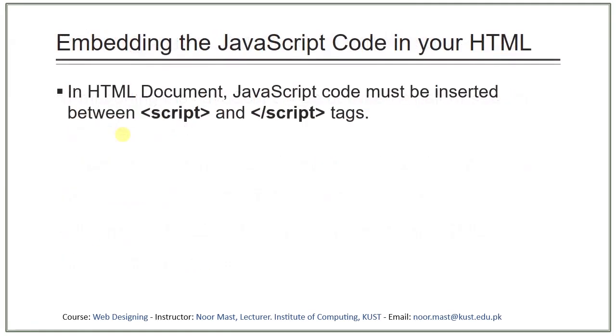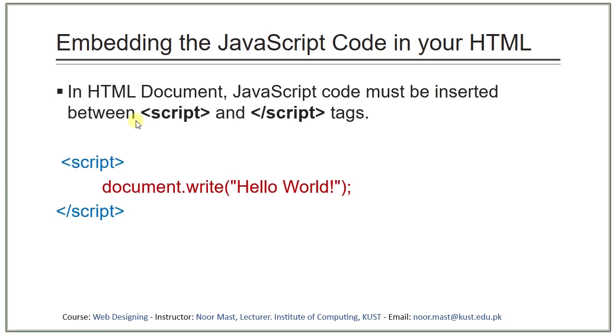You can embed the JavaScript code directly within your web pages by placing it between the pair of script tags. The script tag indicates to the browser that the contained statements are to be interpreted as executable script and not as HTML. The following is an example of JavaScript. We have to place a statement between the script tags. This example will simply print a text message "Hello World" on the page.